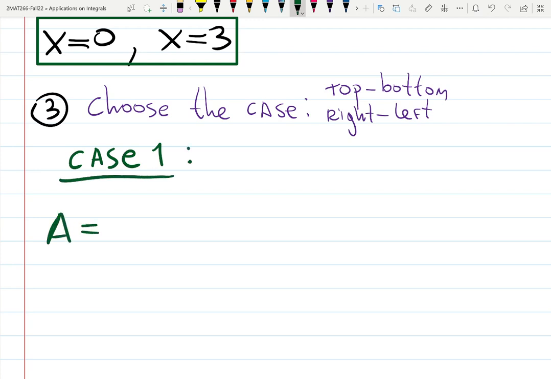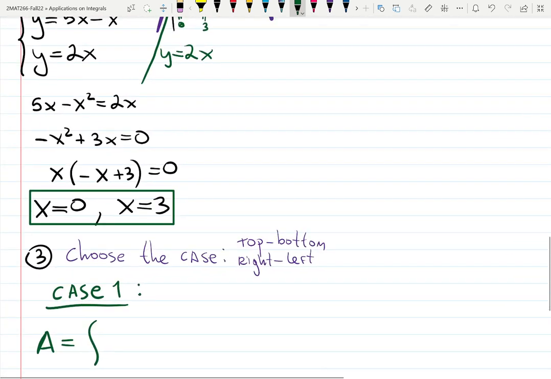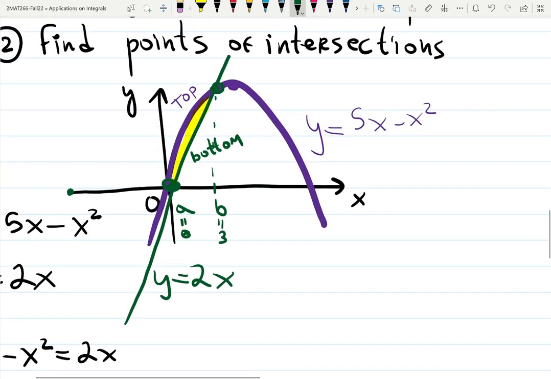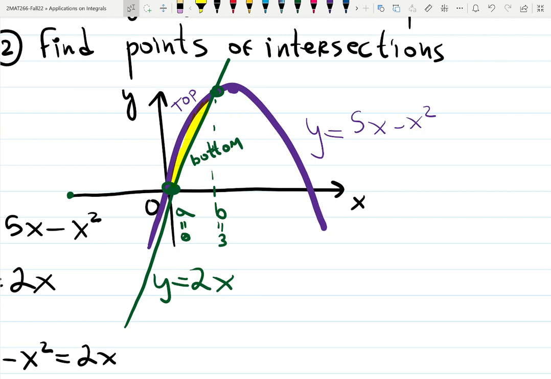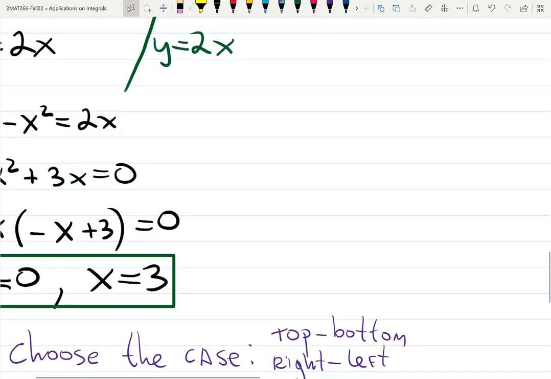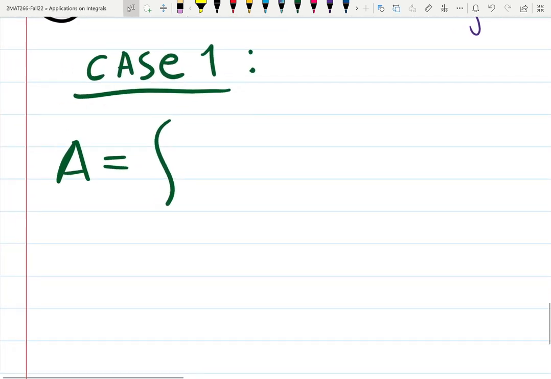A equals integral. And now you can help me to build it. Stare at the graph. We have all the information on the graph over here. A equals integral from what to what? 0 to 3. And then what is the top function? The function that is visually on the top. 5x minus x squared, minus, and what is the function at the bottom? 2x. Boom! You finish the problem, you get full credit.